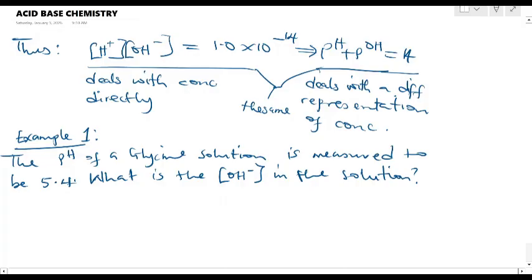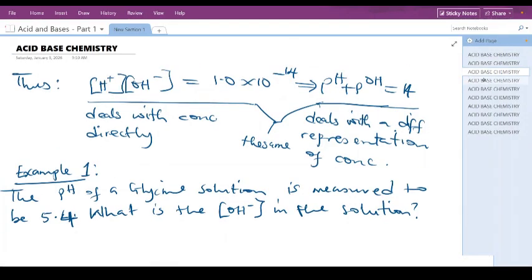So in solving this example, should I do this in the next slide? So note your question. The pH of a glycine solution is measured to be 5.4. What is the hydroxide ion concentration in this solution? We want to look at how to solve this in the next slide.